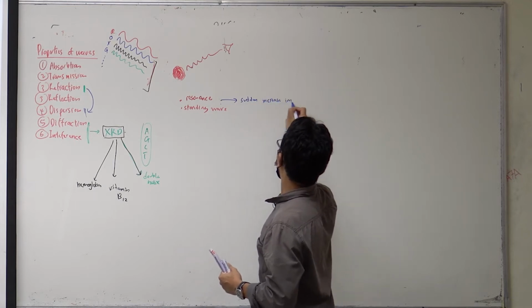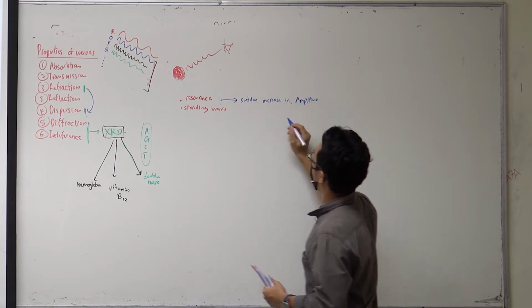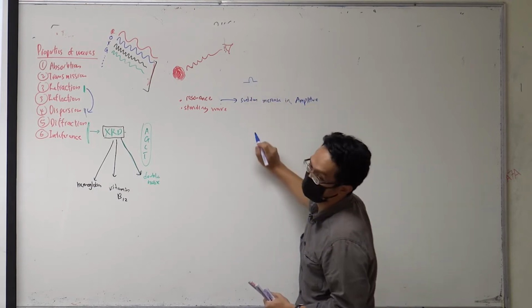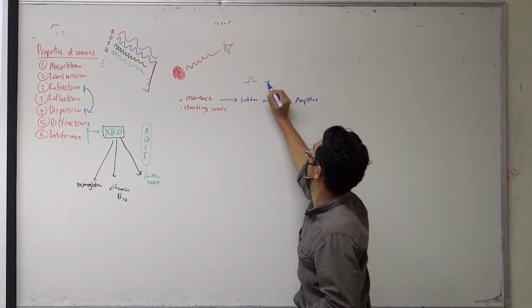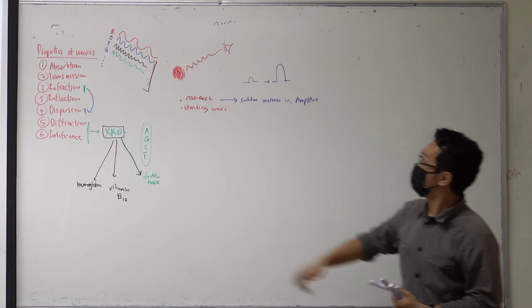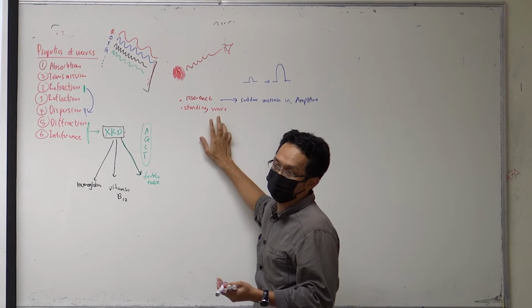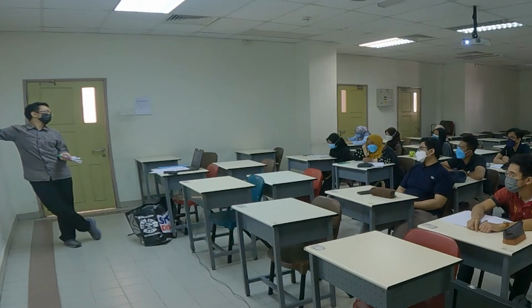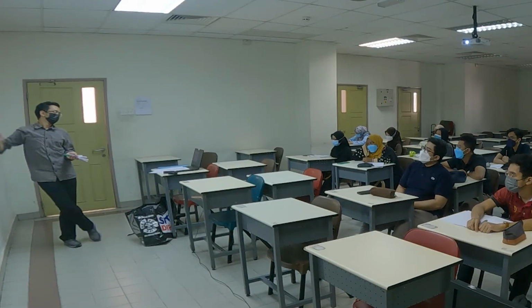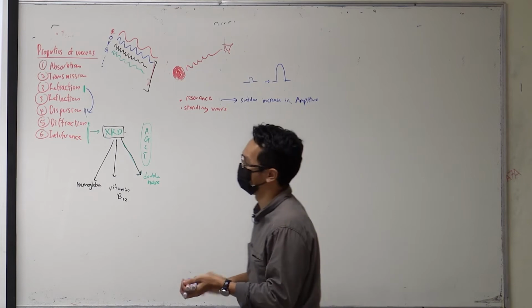Resonance is basically the sudden increase in amplitude. Meaning that if you have something like this and you give a resonance, this suddenly becomes twice as big. So that's basically resonance. When we talk about standing wave, what is standing wave? Tanya, what is standing wave?